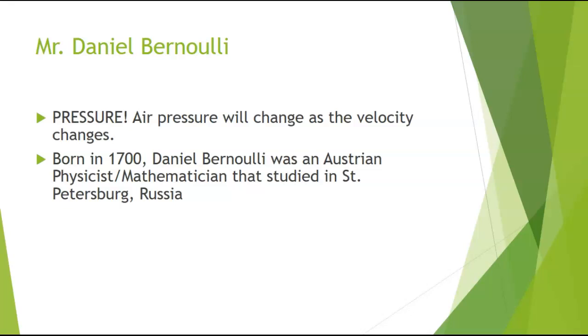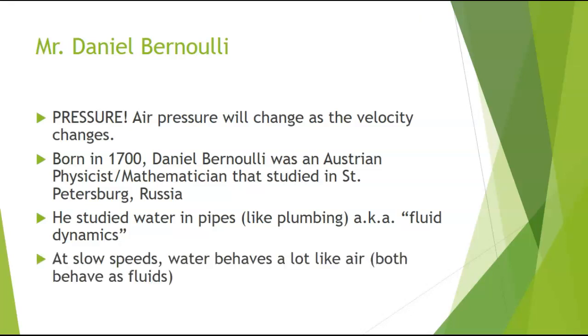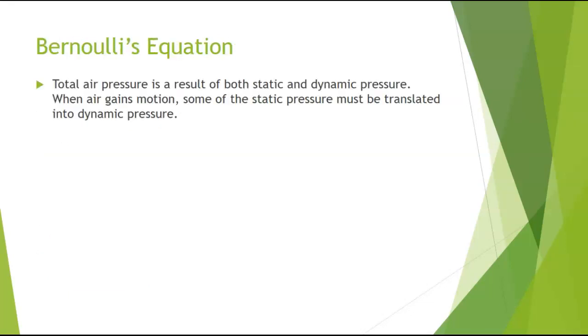Daniel Bernoulli was born in 1700, and he was an Austrian physicist and mathematician that studied in St. Petersburg, Russia. And he studied water in pipes, like plumbing, and what was called fluid dynamics. At slow speeds, water behaves a lot like air. Both behave as fluids. So in Bernoulli's equation, total air pressure is a result of both static pressure and dynamic pressure.